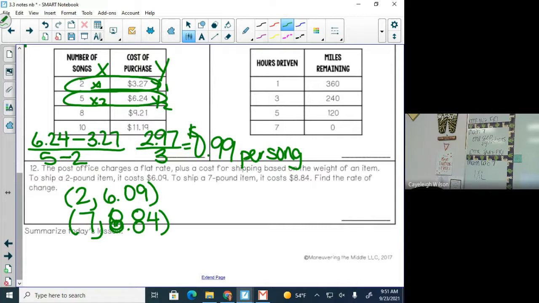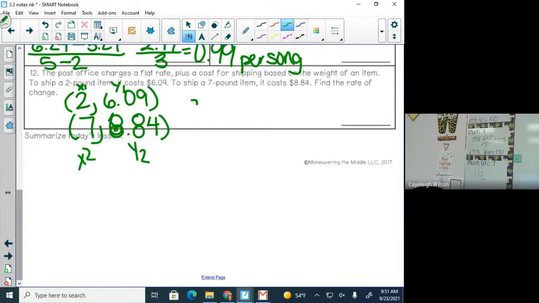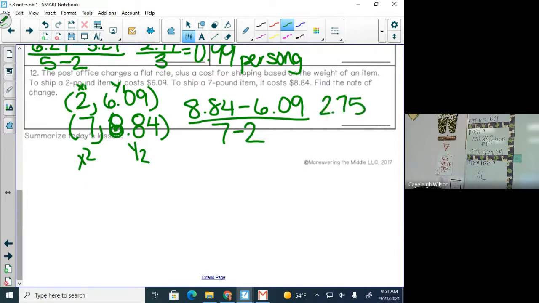All right, so this is my x1, y1, my x2, y2. So 8.84 minus 6.09 over 7 minus 2. And that's 2.75 over 5. And that's 0.55. So what does that mean?